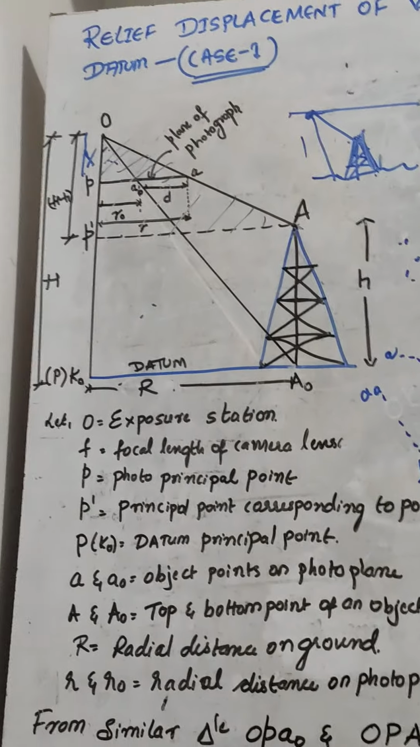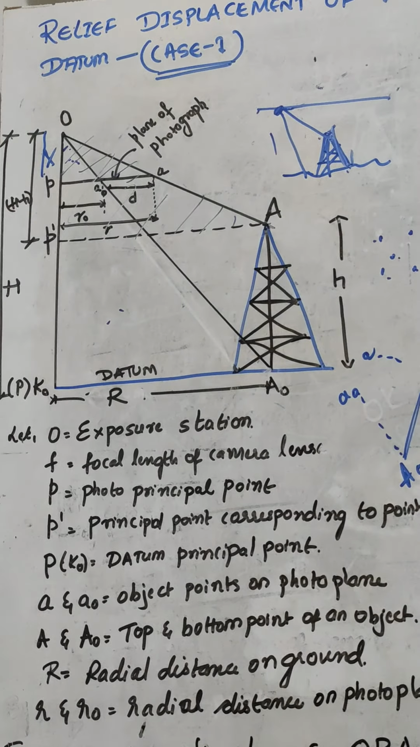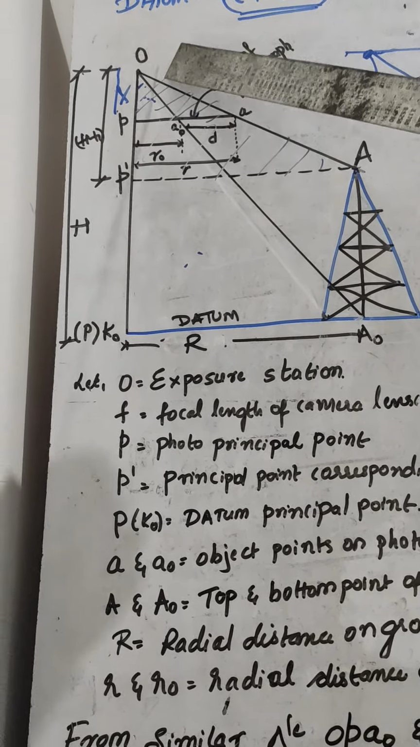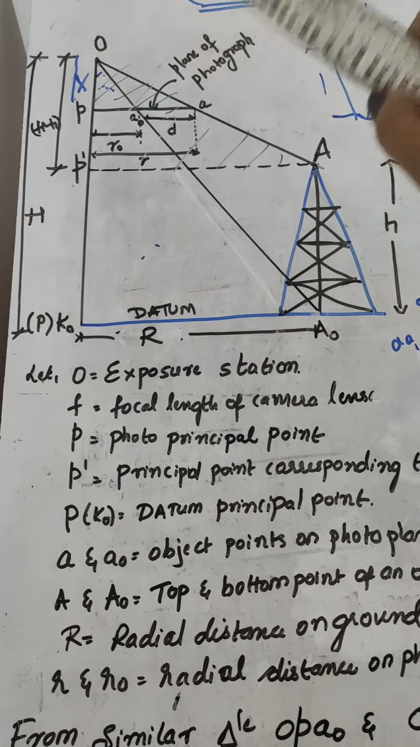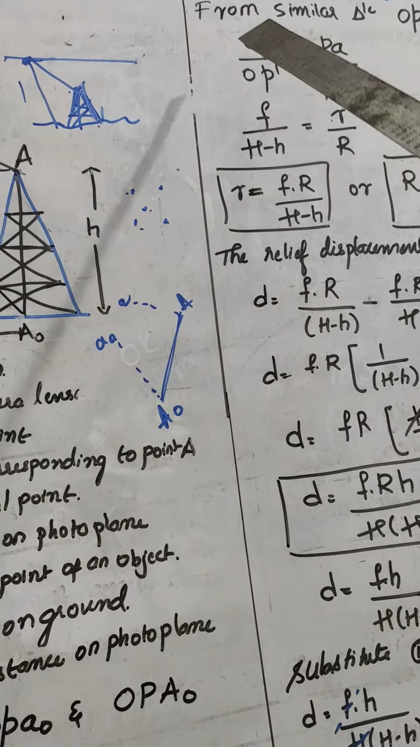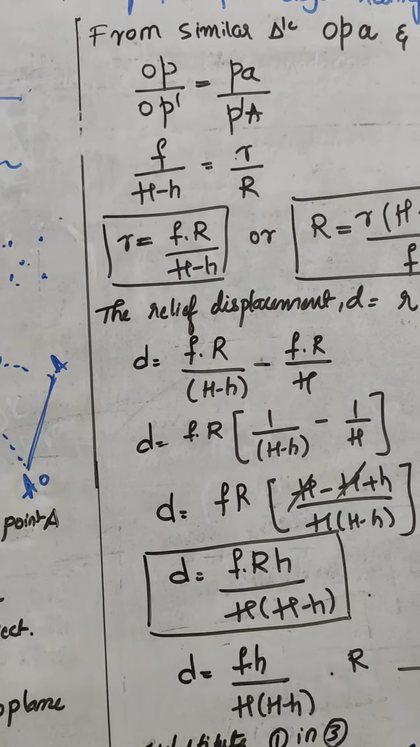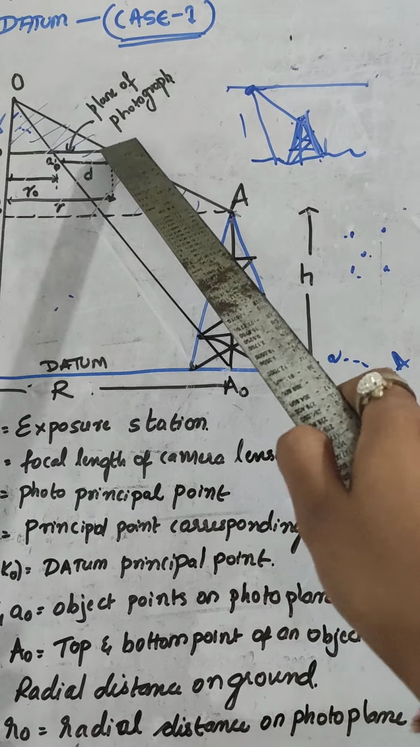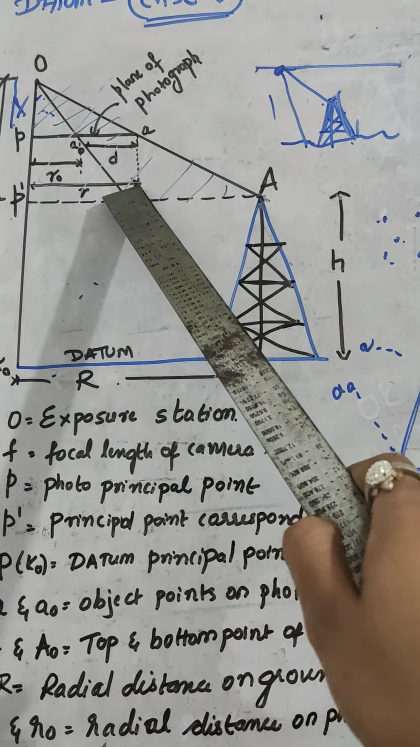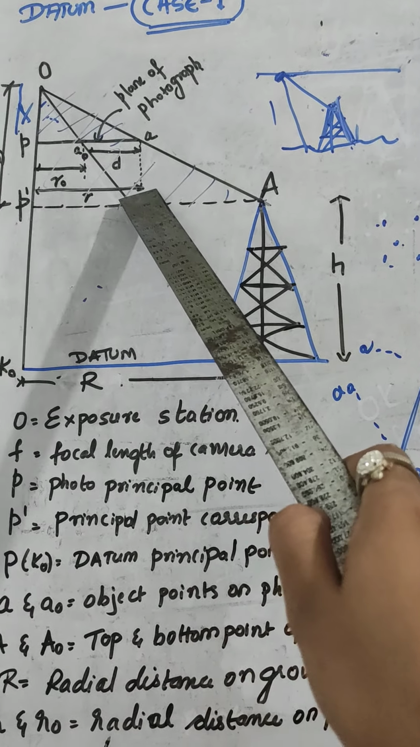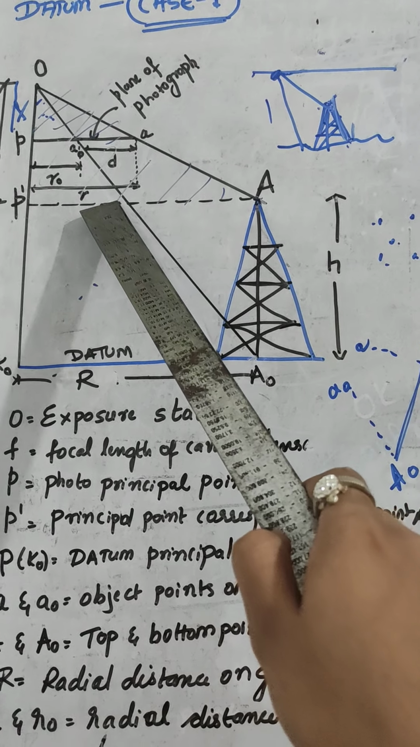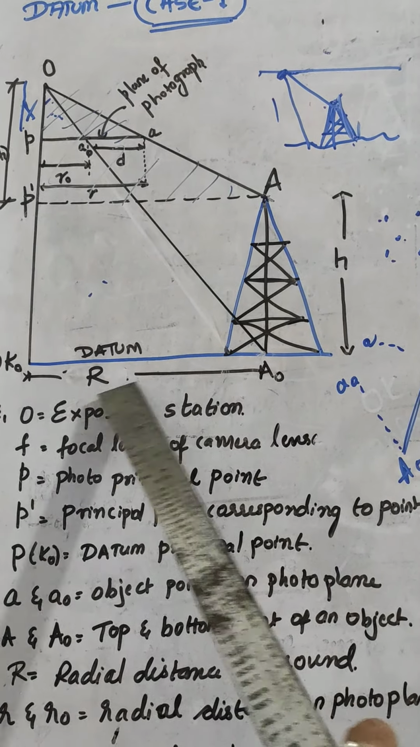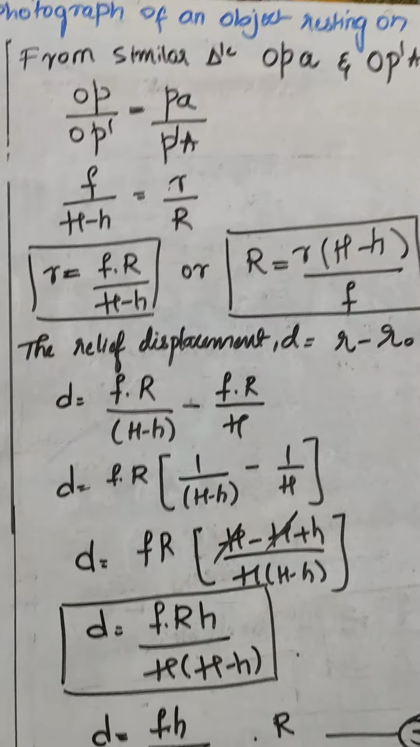From here also, OP is nothing but f. But what is this OP dash? It is H minus h. Here we substituted OP as f and OP dash as H minus h. PA, this distance from P to A, is represented by small r, and P dash A, that distance, is given as capital R. This we have substituted.